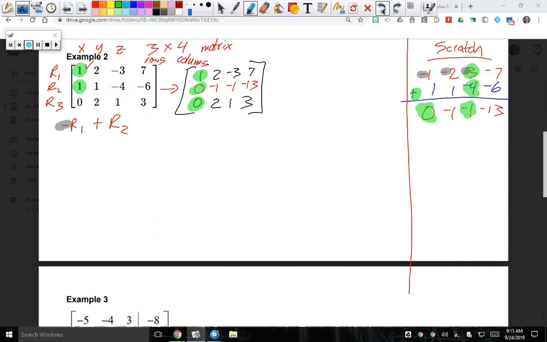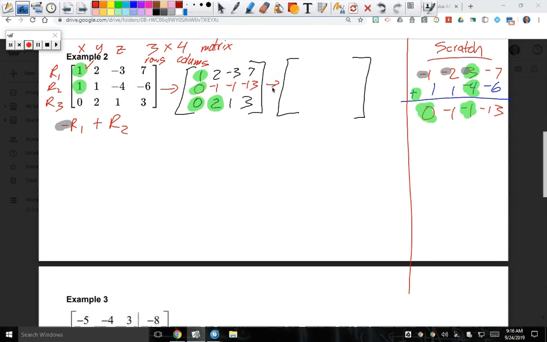Alright, so the next number that I'm looking at is this one right here. And I want to change it into a what? A 0. So here we go. Our goal is to change our row 3. So let me color coordinate it for you so that you can see it.